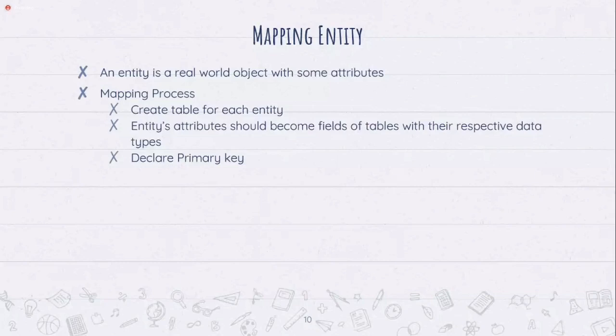The entity's attributes should become fields of the table with their respective data types. Entity ekata thiyena attributes goda. Me attributes kiyanne table eke headers thamai. And you have to declare the primary key. So let's see an example, how to draw the schema for an ER diagram. Let's see a small example first.